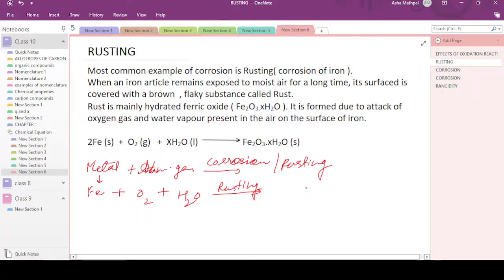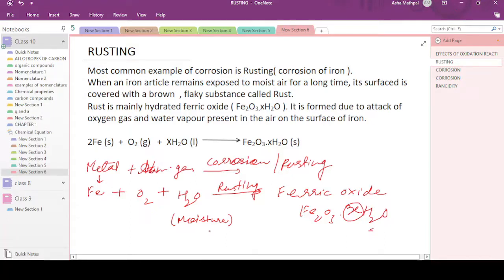So in rusting, iron reacts with oxygen and the water vapor, or you can say moisture simply. And as a result of that, we see in the product that iron oxides are formed, like ferric oxide. Ferric oxide is formed. Ferric oxide formula is Fe2O3.xH2O. Now what is x? x is the number of water molecules here. So it can be of any number of water molecules.